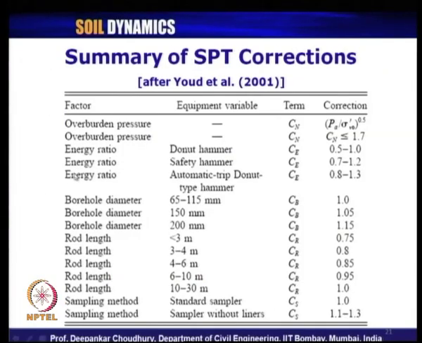So, this is the summary chart given in Idriss et al. 2001. You can see the different factors: overburden pressure correction factor, energy ratio correction factor, borehole diameter correction factor, rod length correction factor and sampling method correction factor, different terms we have already discussed. So, this is the summary table of what we have discussed just now. The CN upper limit will be 1.7 as I have mentioned. Depending on the type of hammer, whether donut hammer or safety hammer, these are the ranges of the correction factors. As a designer you can use any value in between, or you can use the average value for the design.